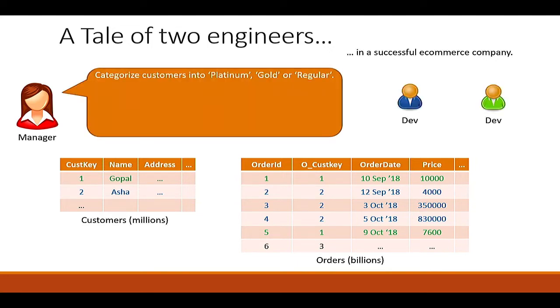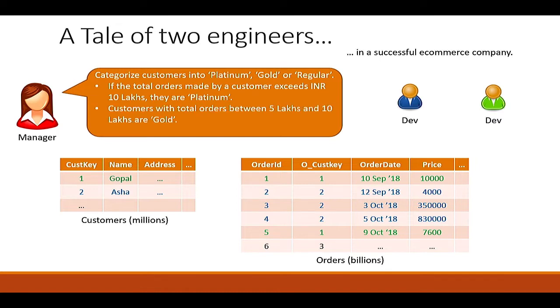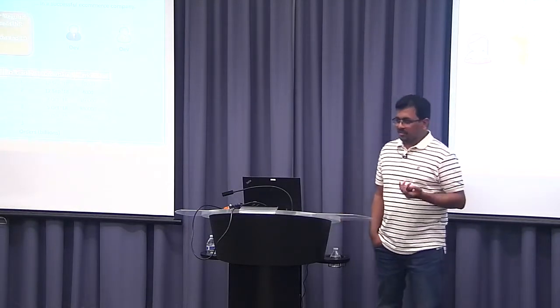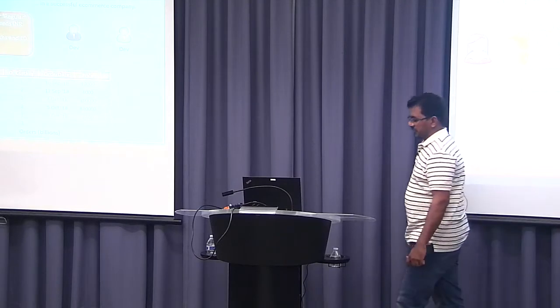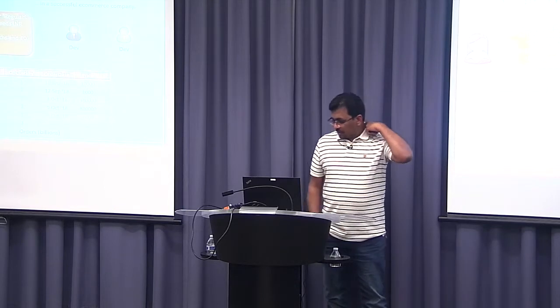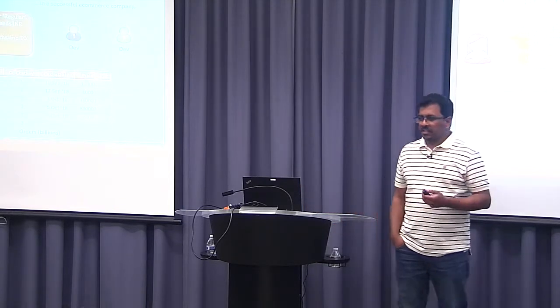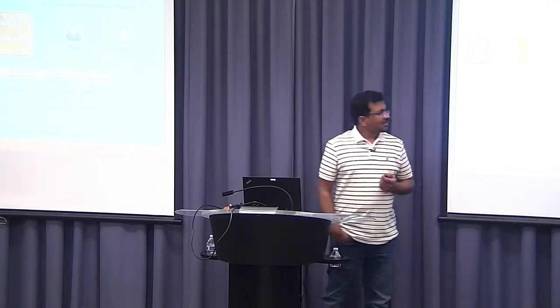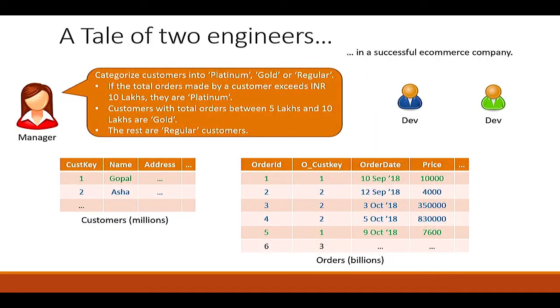They want to classify their customers into 3 categories: platinum, gold, or regular. And there is some logic for how you do it. If the customers have placed orders worth some amount or more, then they are platinum. Otherwise, they are gold or regular. So it's a simple definition of customer classification. And so this manager calls 2 of her engineers in her team and says, "Go build this for me."